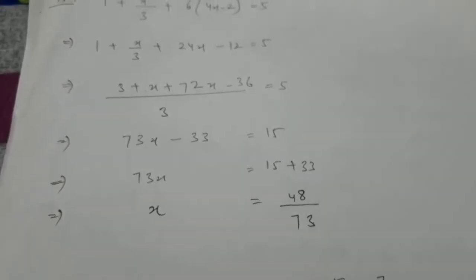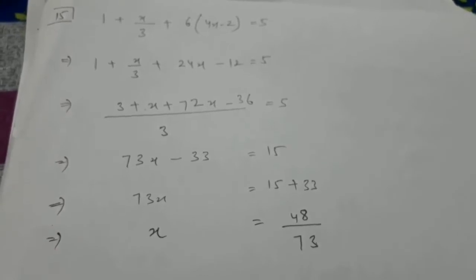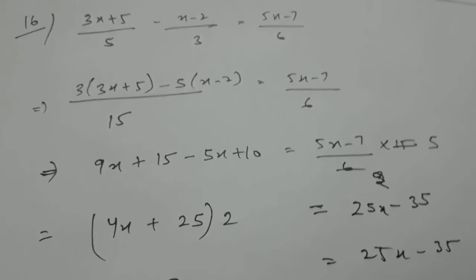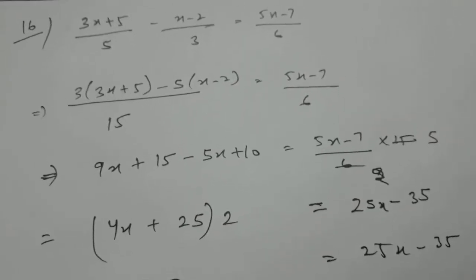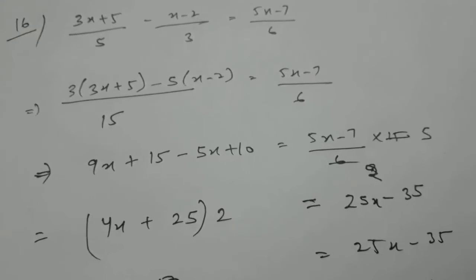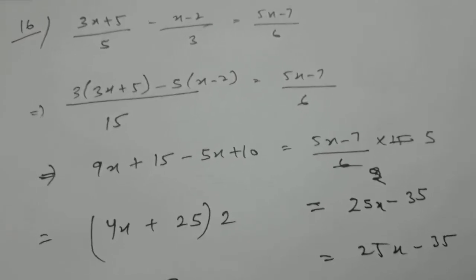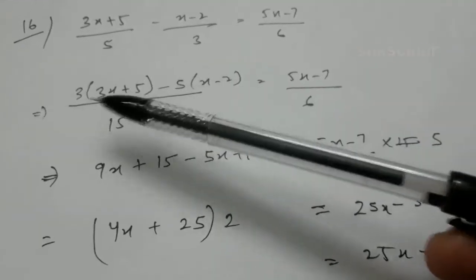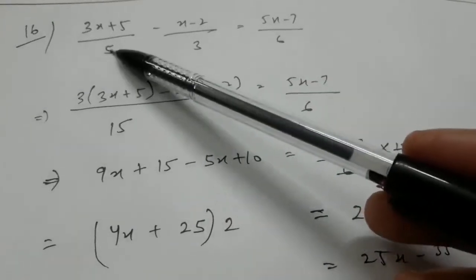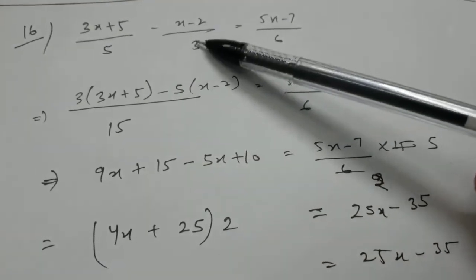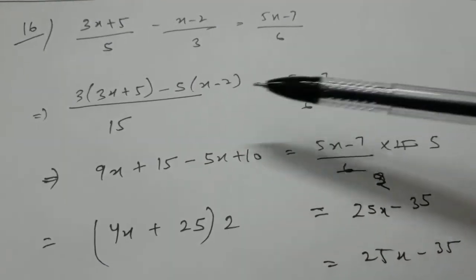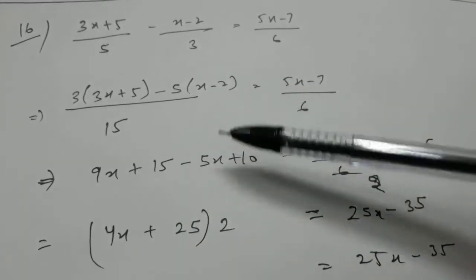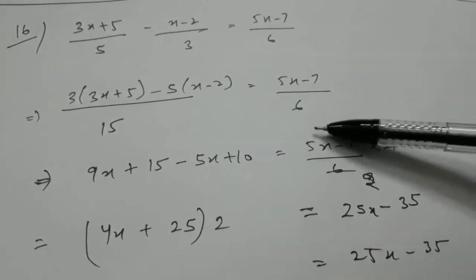Now come to question number 16. So question number 16 is 3x plus 5 by 5 minus x minus 2 by 3 equal to 5x minus 7 by 6. So first of all we will take the LCM. 15 will be coming out as LCM. So this 3 will get multiplied by 3x plus 5, and this 5 will get multiplied by minus x minus 2. So 9x plus 15 minus 5x plus 10, equal to 5x minus 7 by 6.